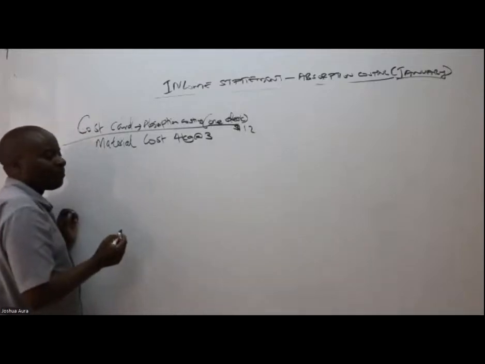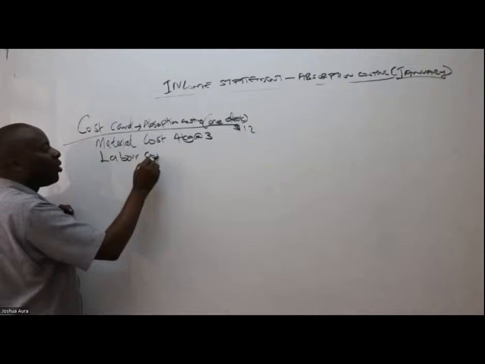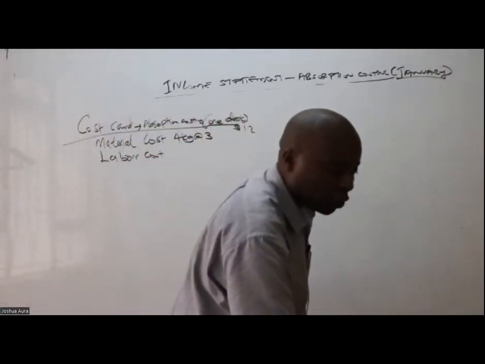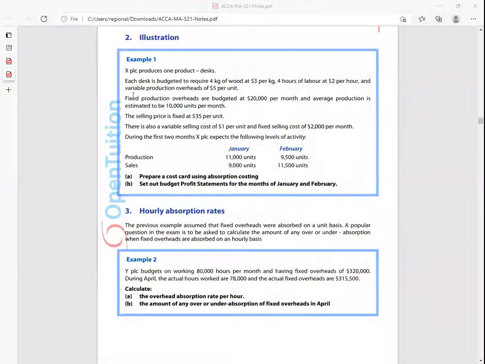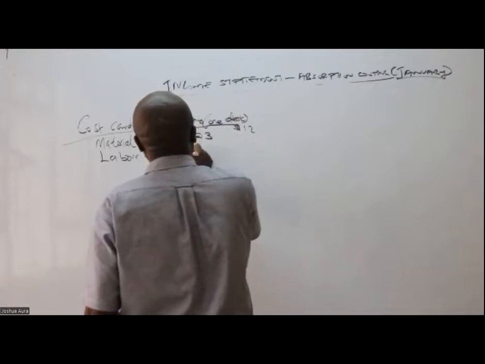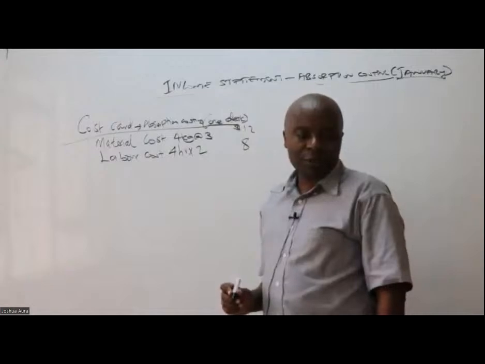12. We also need labor cost. They have told me the number of hours we need to make each desk. The labor hours are 4 hours at 2 each. So this is 4 hours at 2, which gives me 8.